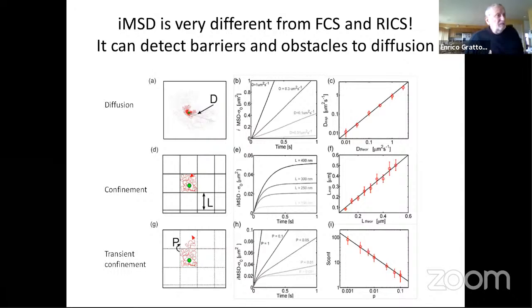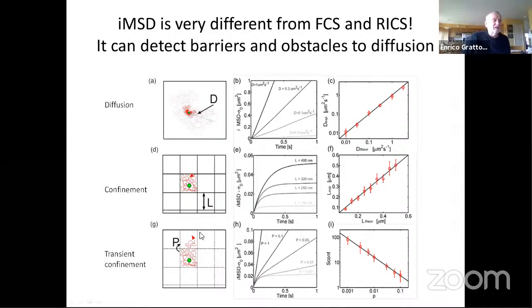Okay, now let us see what is the difference between the IMSD, which stands for image mean square displacement, from FCS and RIGS. So let us consider in this column essentially the different process. A molecule which was originally in one site will move randomly and will explore a different site. But here the molecule cannot go to the next site because it's confined, and we say that this molecule is confined. The other case, a transient confinement, which happens very frequently, is that the molecule is confined for some time and then jumps over the barrier and can go farther.